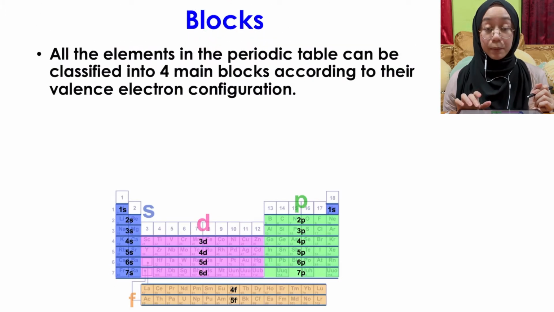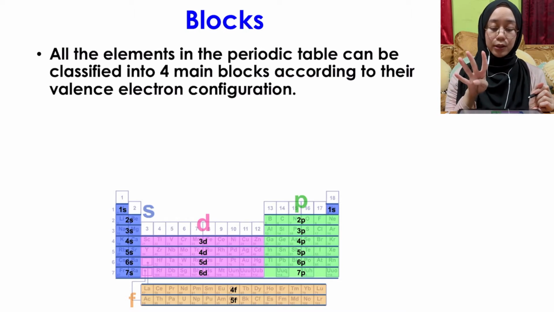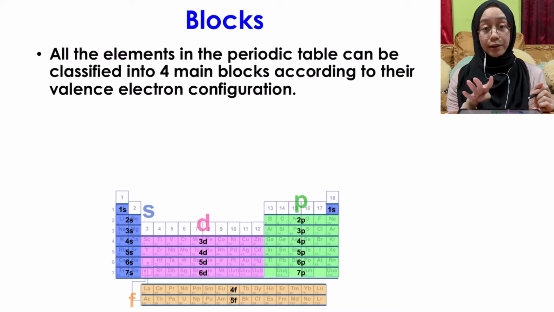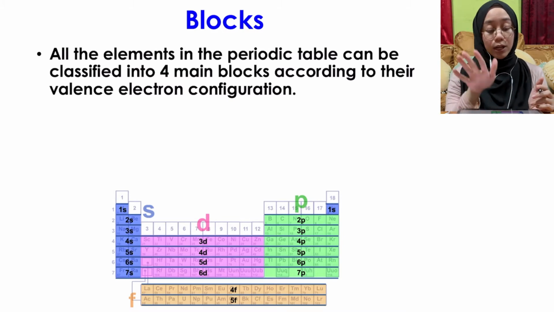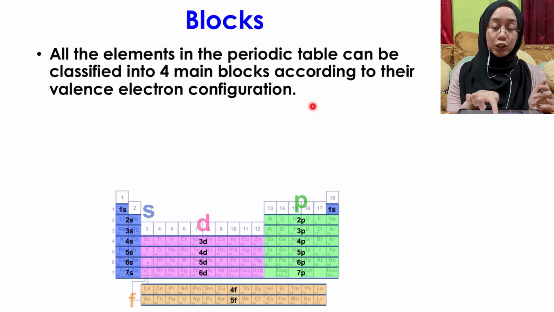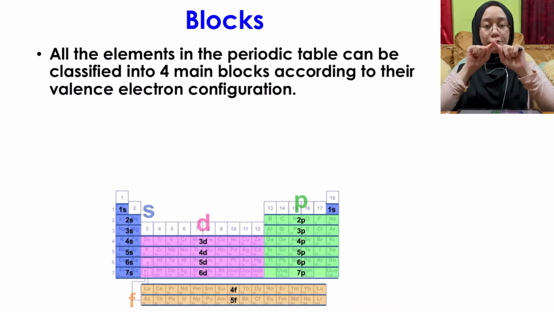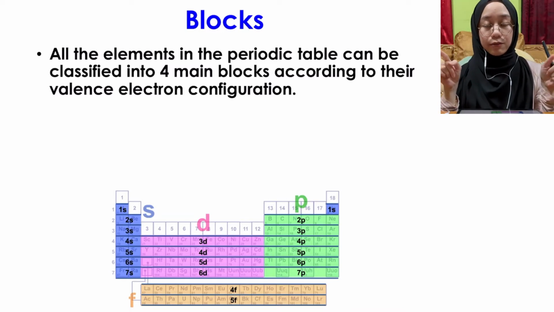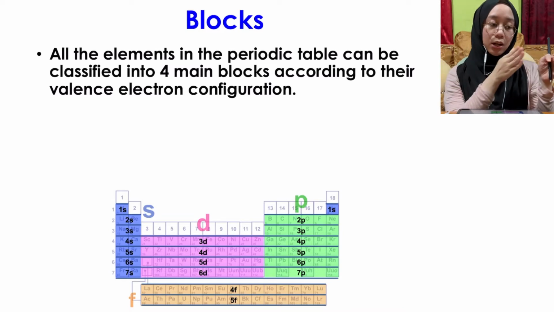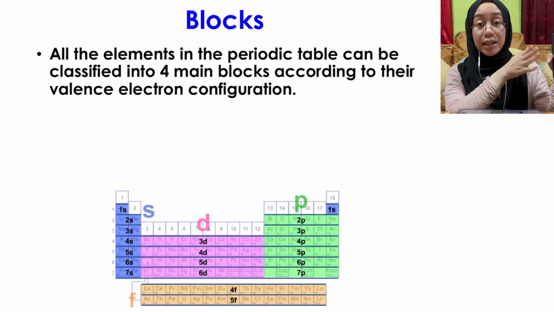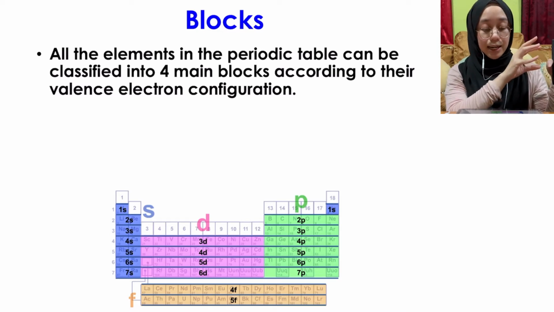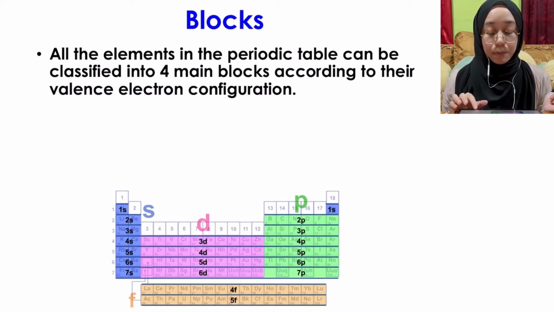Alright, so let's move on to blocks. For blocks, all the elements in the periodic table can be classified into 4 main blocks according to their valence electronic configuration. Again, we are focusing on the valence electron configuration. So you have to know how to write down the electronic configuration first, but then we will be focusing only on the last part, the part where the valence electrons are located.